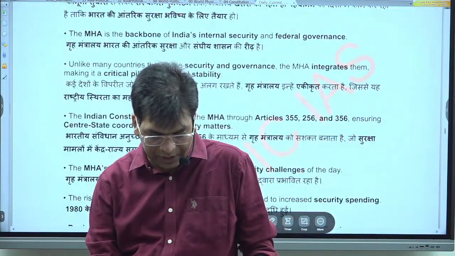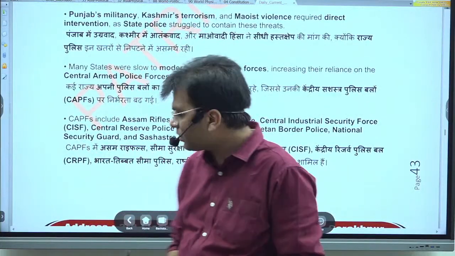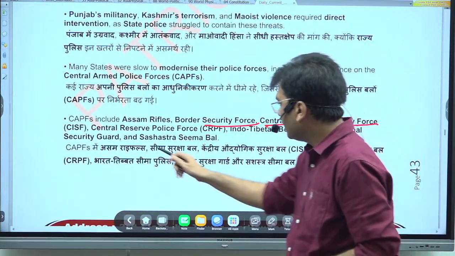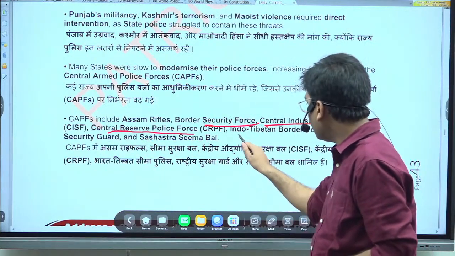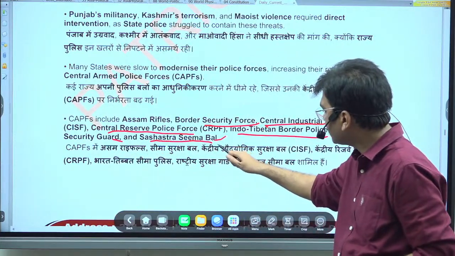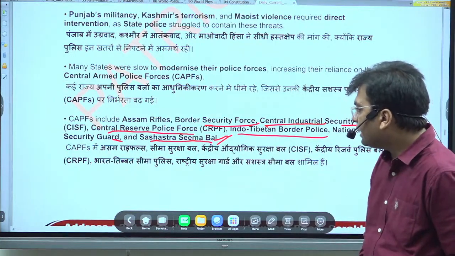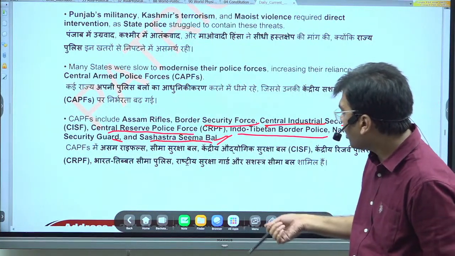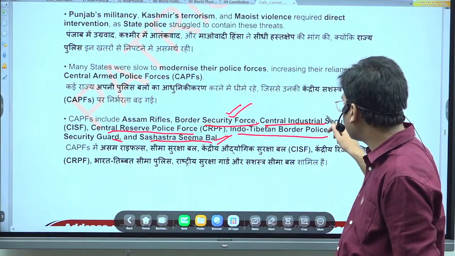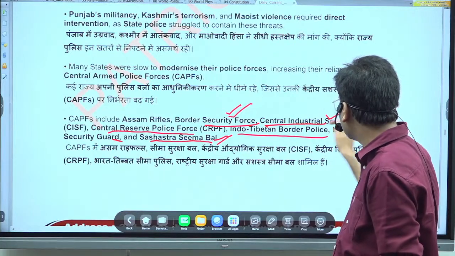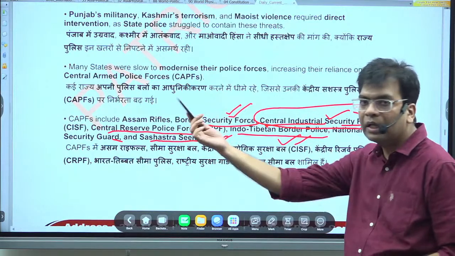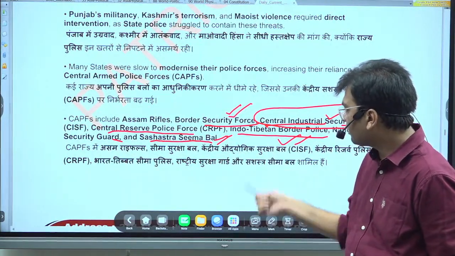Here you will see all the paramilitary forces: Assam Rifles, Border Security Force, Central Industrial Security Force, CRPF, Indo-Tibetan Border Police, National Security Guard, and Sashastra Seema Bal. The Sashastra Seema Bal guards the India-Nepal border. The Border Security Force guards India-Pakistan and India-Bangladesh. The Central Industrial Security Force protects important buildings and infrastructure. The Indo-Tibetan Border Police is on the India-China border. All these things you should remember.